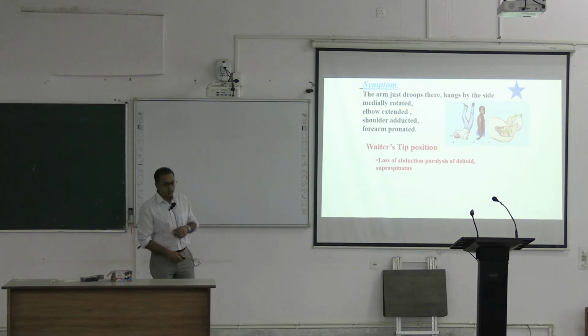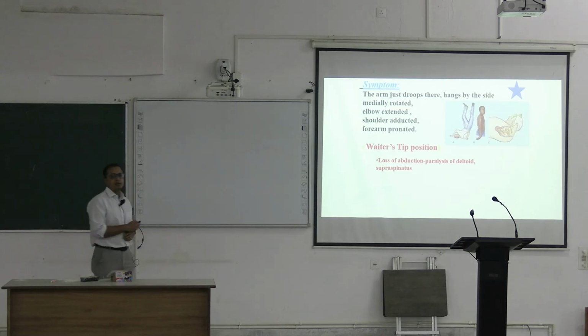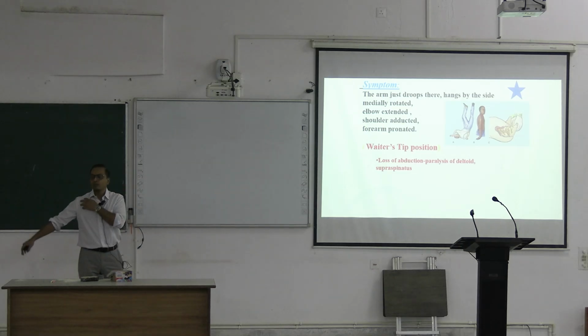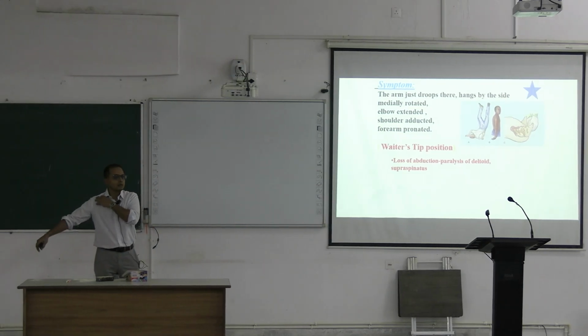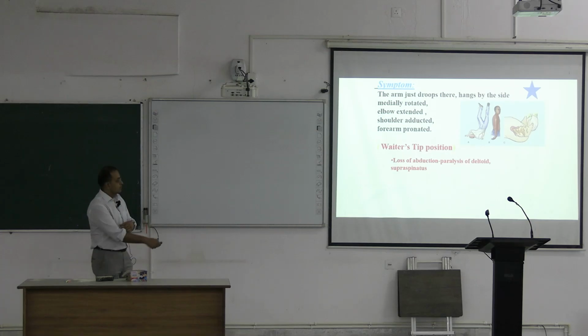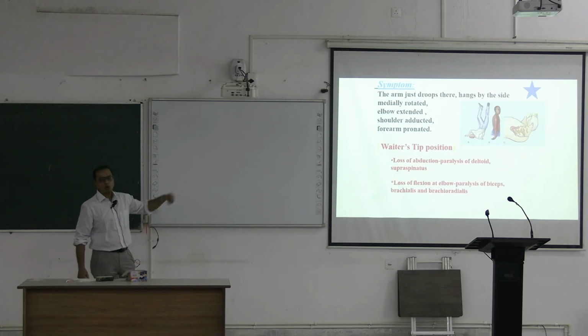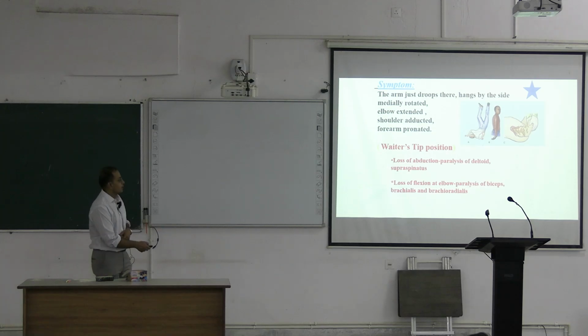Now what happens over here is loss of abduction, that means the arm cannot be moved, that means the supraspinatus and the deltoid are not going to work. That's why this is going to have this particular paralysis. Next, if you have loss of flexion, that means flexion of the elbow joint, the biceps, brachialis, coracobrachialis are not going to work. Likewise the brachioradialis is there, so the elbow joint is extended as well.